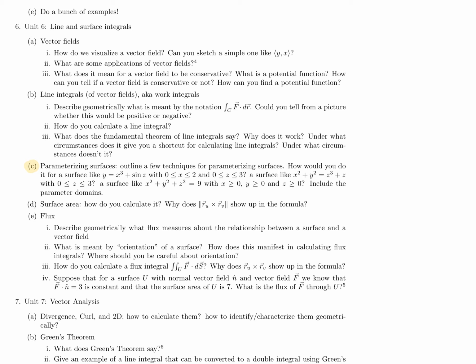Okay, the next topic is kind of a big one, and it's an important one, which is parameterizing surfaces. So I'm going to go through the three examples that are listed here, just as a way to illustrate some of the techniques that we want you to be familiar with.